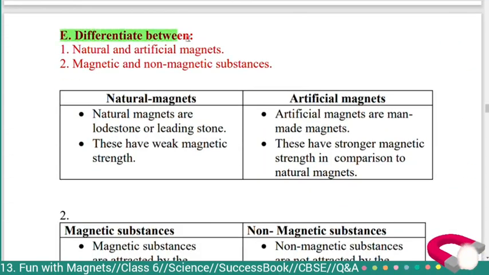Fifth main, E, differentiate between natural and artificial magnets and magnetic and non-magnetic substances. Answer. First we will see differences between natural magnets and artificial magnets. Natural magnets are lodestone or leading stone, whereas artificial magnets are man-made magnets. Natural magnets have very weak magnetic strength. Artificial magnets have stronger magnetic strength in comparison to natural magnets.